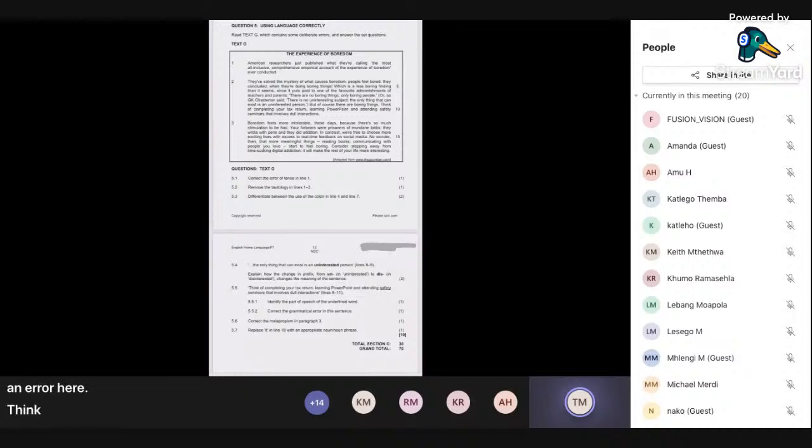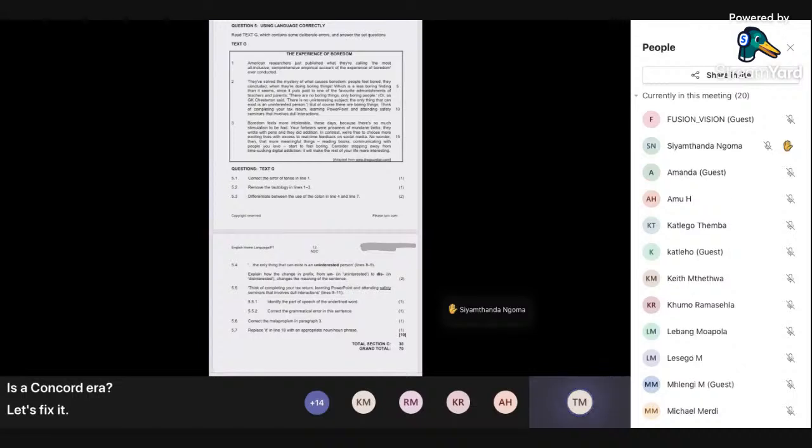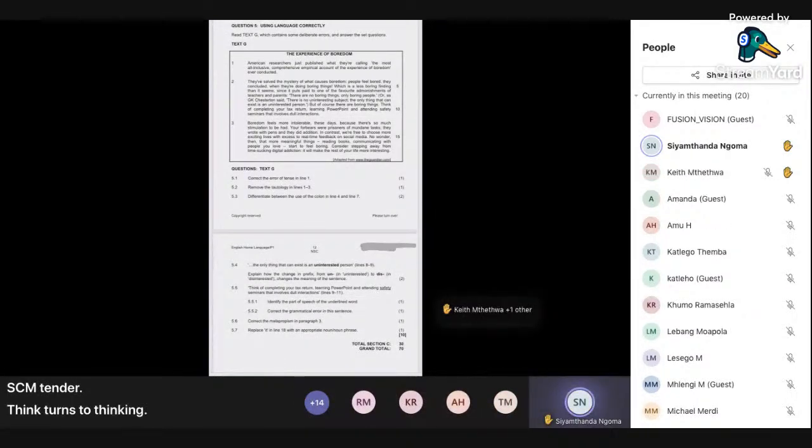Think of completing your tax return, learning PowerPoint, and attending safety seminars that involves digital interactions. So the error that we have here is a Concord error. Let's fix it. Think turns to thinking. No.